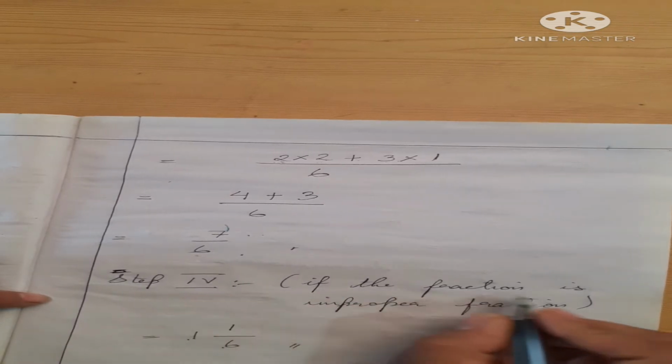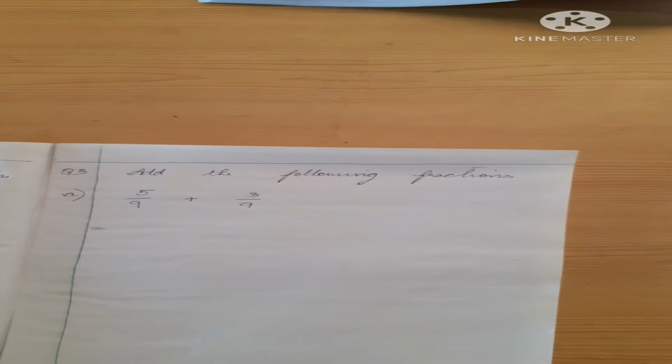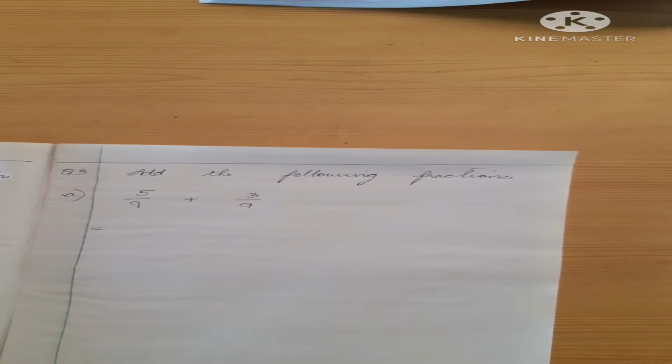Step 4. If the fraction is an improper fraction, we have to change it into a mixed number. Here will be your solved example for the exercise. Look at question number 3. Add the following fractions. Look at number A, 5 by 9 plus 3 by 9. We know that these fractions are like fractions because their denominators are the same.